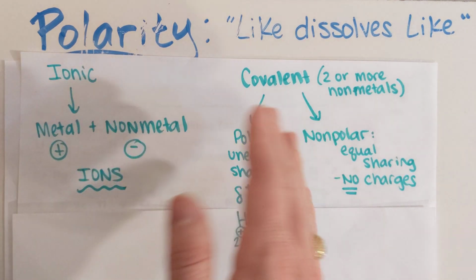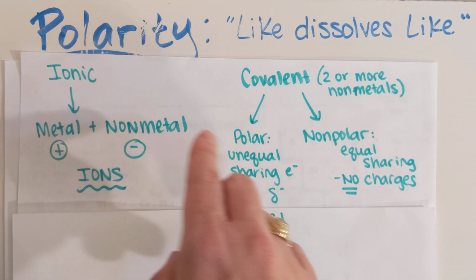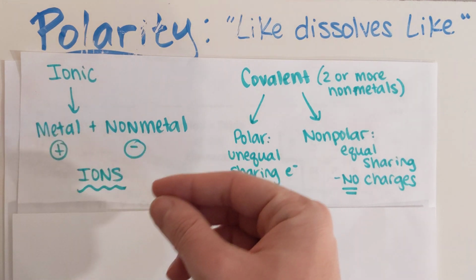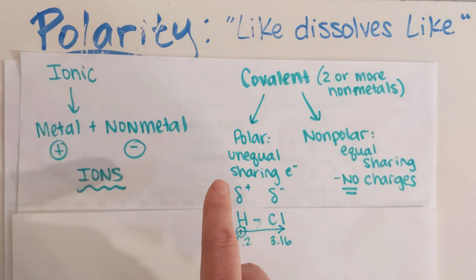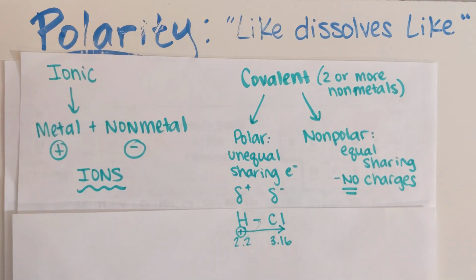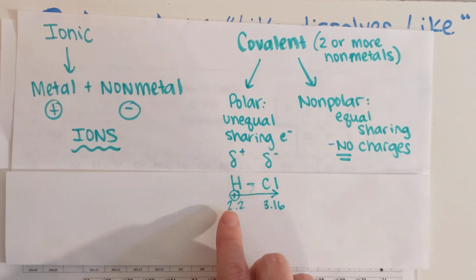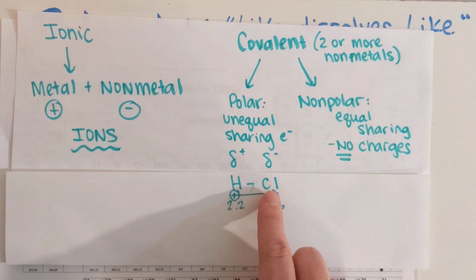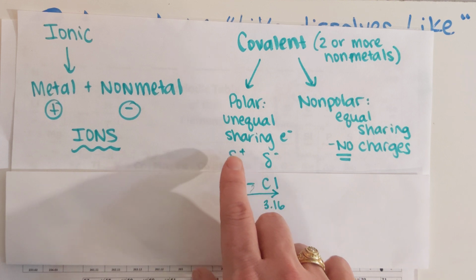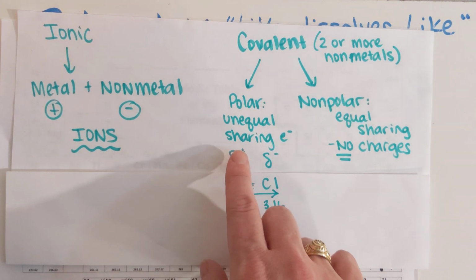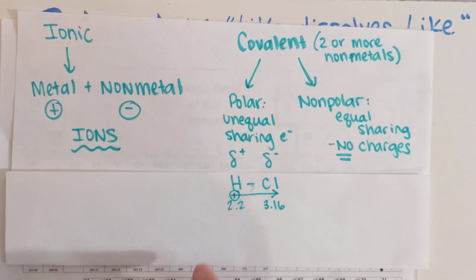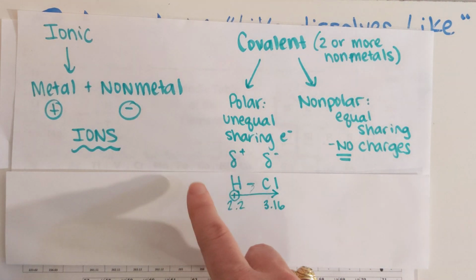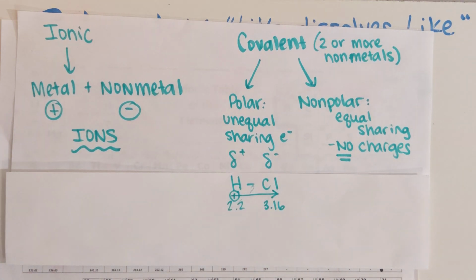Polar is my in-between for these. It's not strong enough to fully pull electrons off, but there is still pulling. And that results in an unequal sharing of electrons. Okay, so in my example here, what we see is hydrogen bonded to chlorine. Okay? Now, these symbols here mean slightly. So I have a slightly positive hydrogen, slightly negative chlorine.